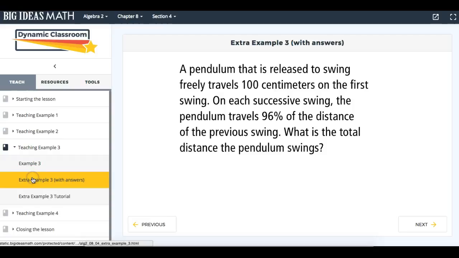All right, the second thing that I want you to answer, because I think it's important for you guys to be able to do this in word problems. Let's say we have the same type of problem. A pendulum that is released to swing freely travels 100 centimeters on its first swing. On each successive swing, the pendulum travels 96% of the distance on the previous swing. What is the total distance that the pendulum swings? Now look, this is in centimeters, so you can give the total distance in centimeters.